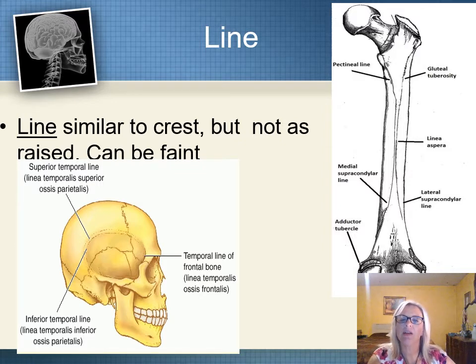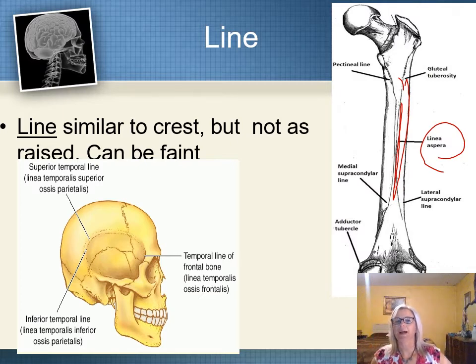So anyway, this can be faint, and you have the linea aspera right here, okay? And this is on the femur, and you can just feel that raised ridge in the back of that.